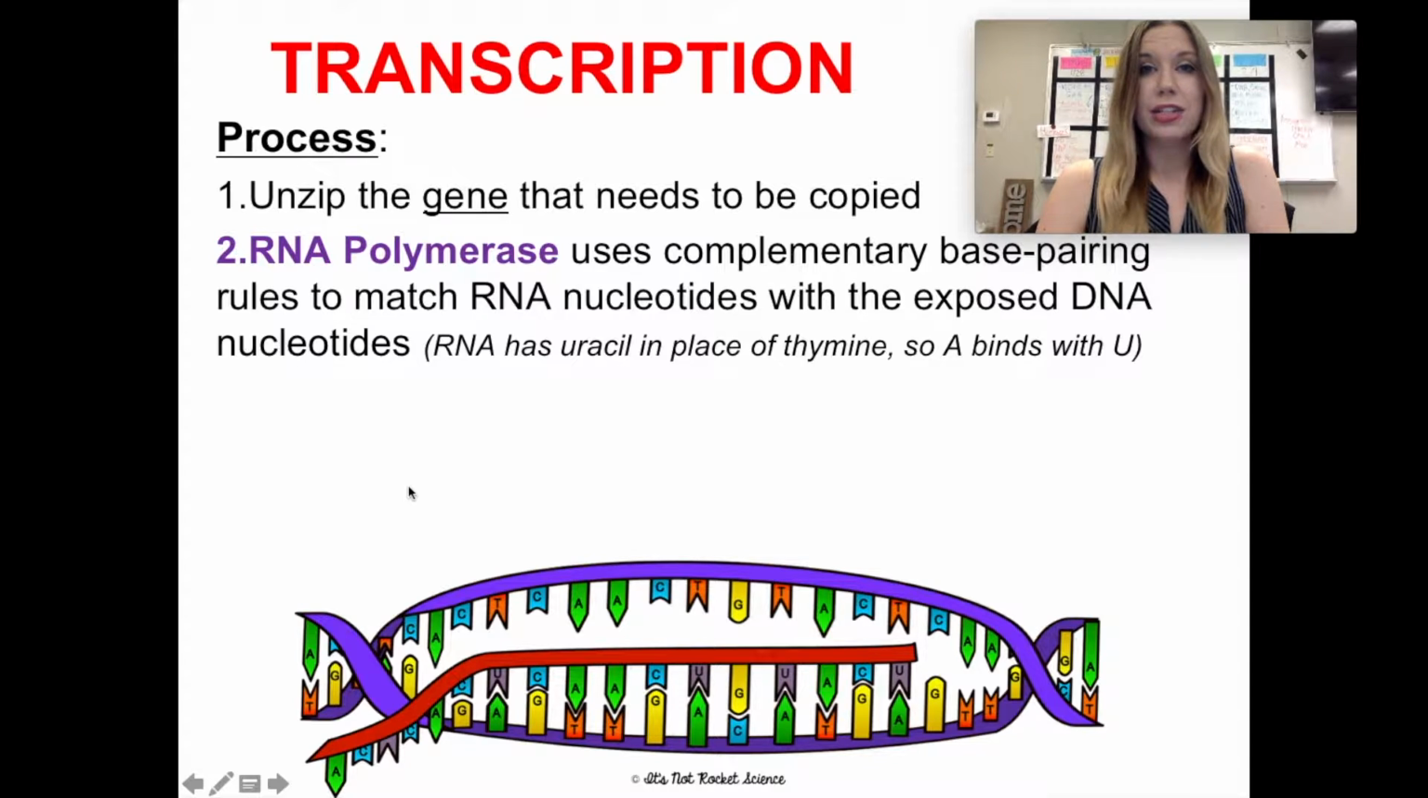This time, an enzyme called RNA polymerase uses complementary base pairing rules to match RNA nucleotides with the exposed DNA nucleotides, very similar to what we did in replication. However, remember, RNA has uracil in place of thymine, so A binds with U, not T.